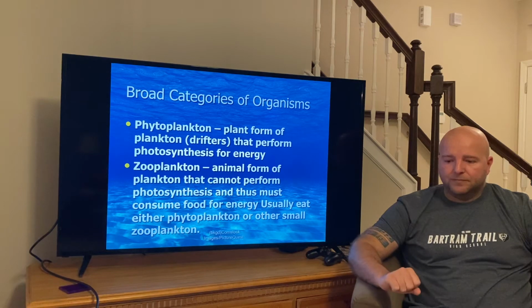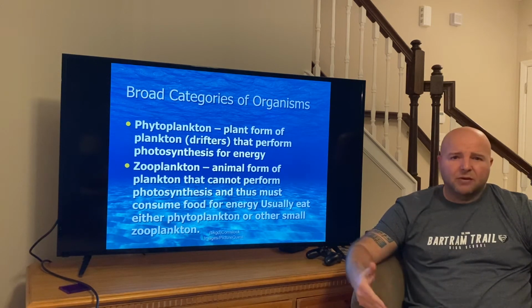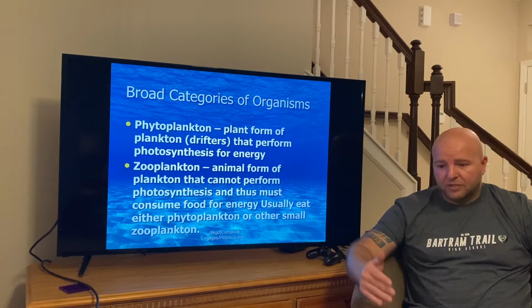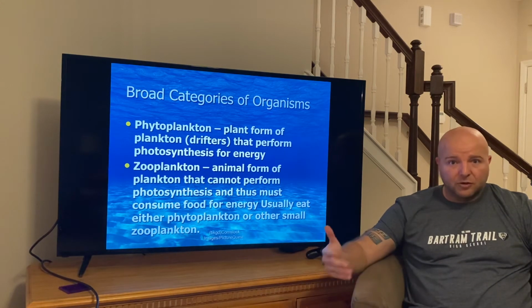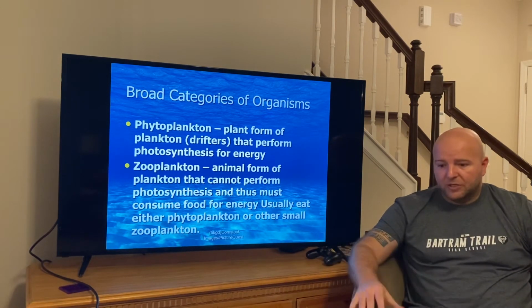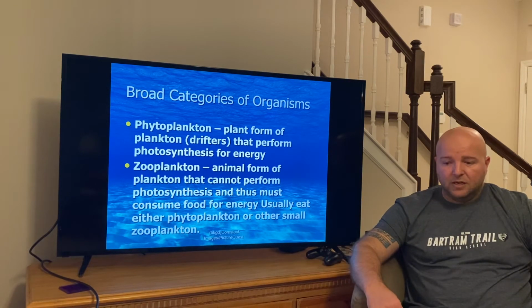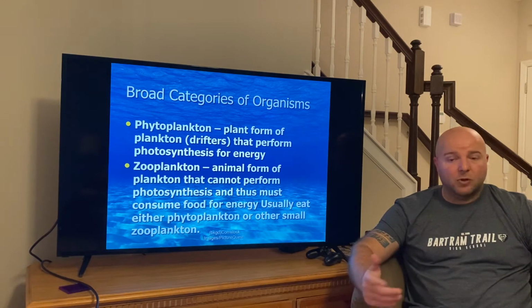And then we've got our zooplankton. Again, all of this is in bold. If you see places where you can abbreviate or shorten it, please feel free by all means. So if phytoplankton is our plant form of plankton, then zooplankton, like go to the zoo to see animals, is going to be the animal form of plankton. These do not perform photosynthesis, and so instead they need to consume their energy, meaning they eat. They usually eat either phytoplankton or other even smaller zooplankton.